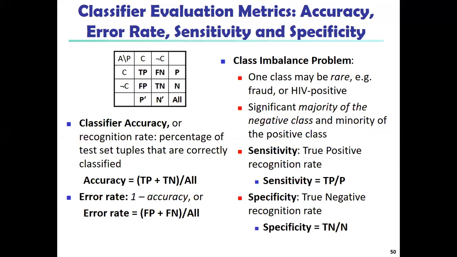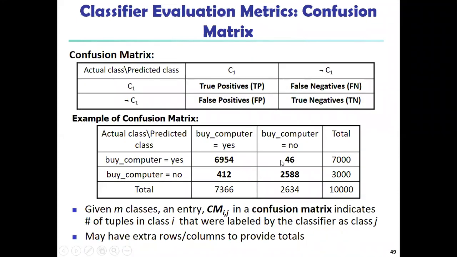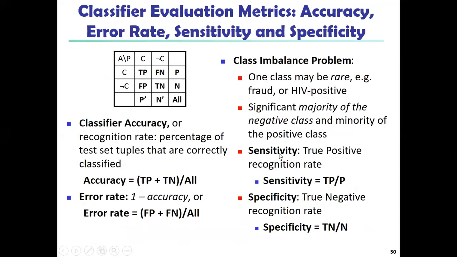So error rate generally consists of these two cells, the opposite two diagonal cells. Okay, if you calculate the error rate, these two will be the numerator. The summation of these two, false positive and false negative, will be your numerator. It is 1 minus accuracy, right?